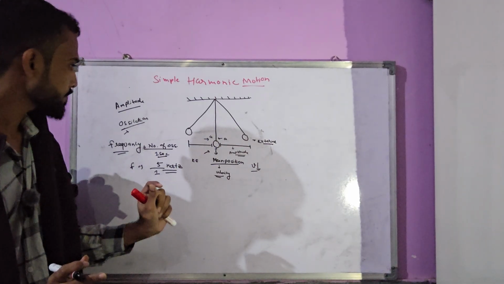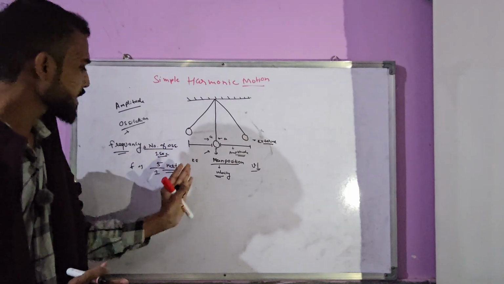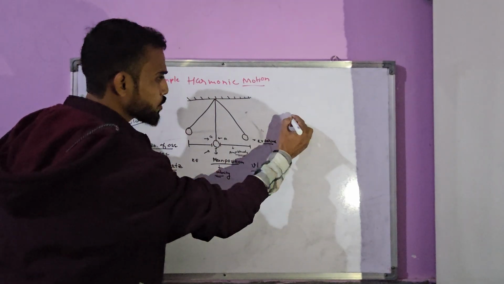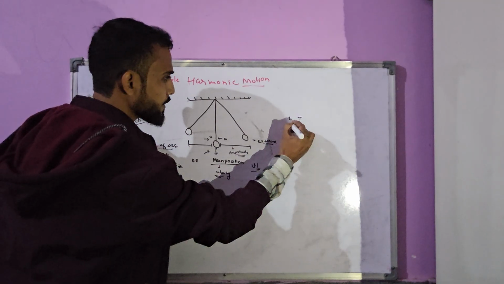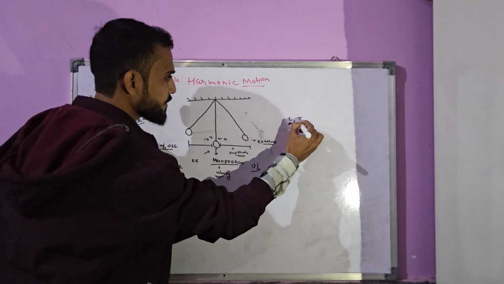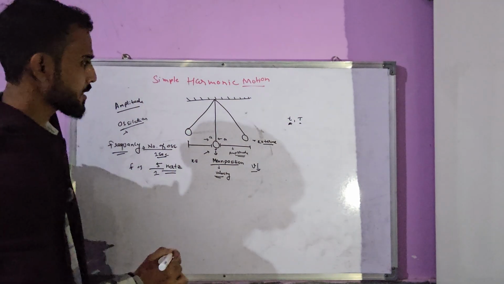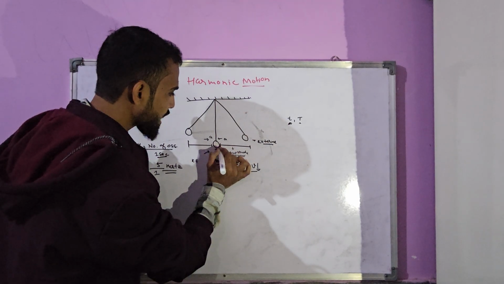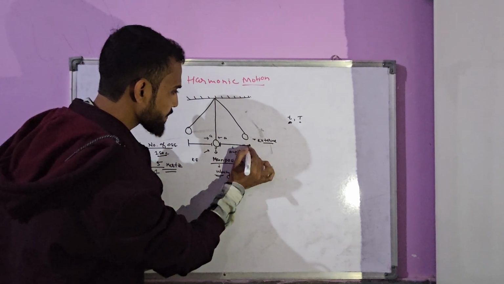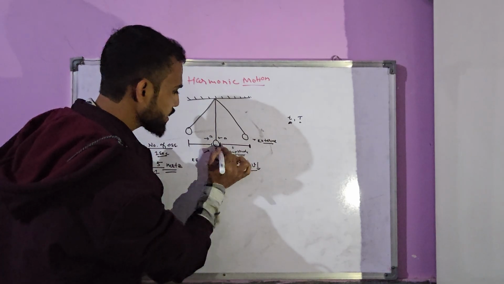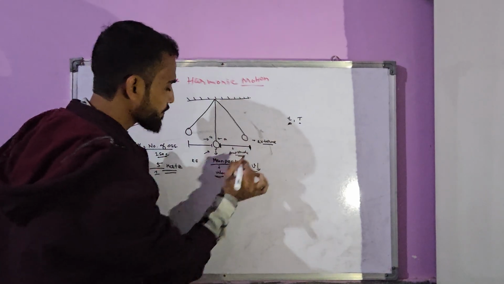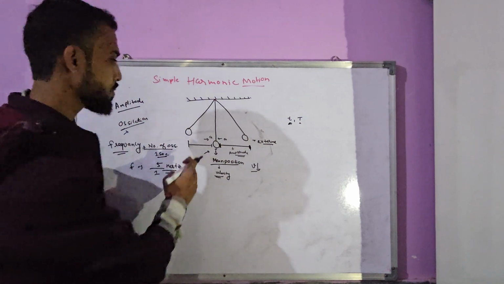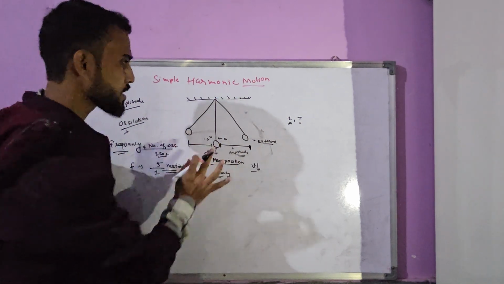Getting my point? Now time period. Here we have two times: one is small t and another is capital T. Capital T is the time taken from mean position to extreme position. Now the small t is nothing but the whole journey time in one oscillation.